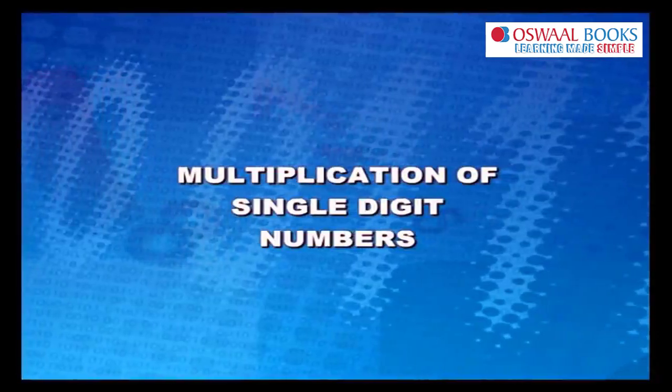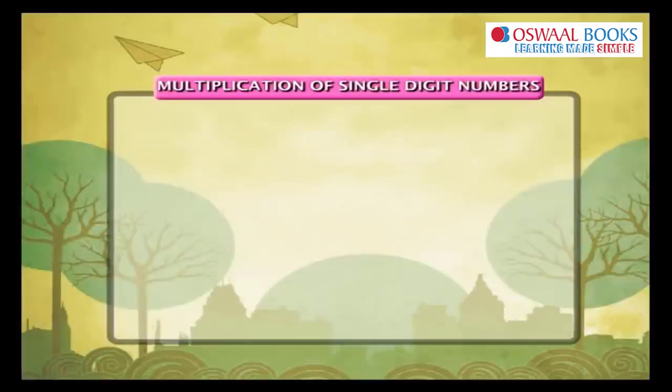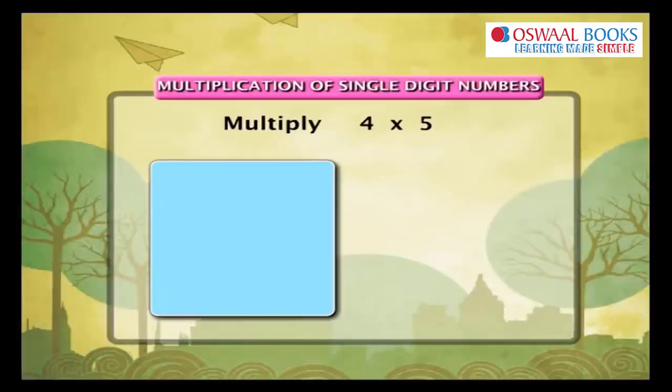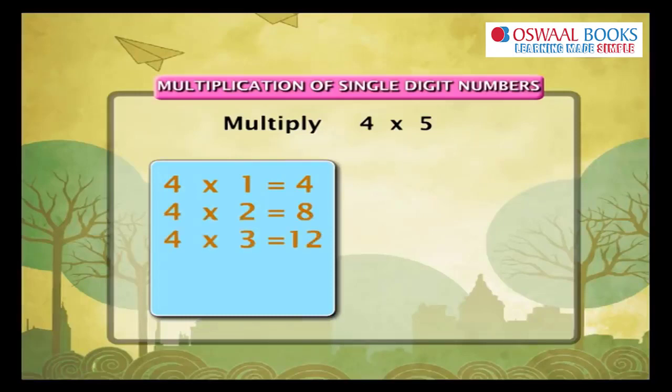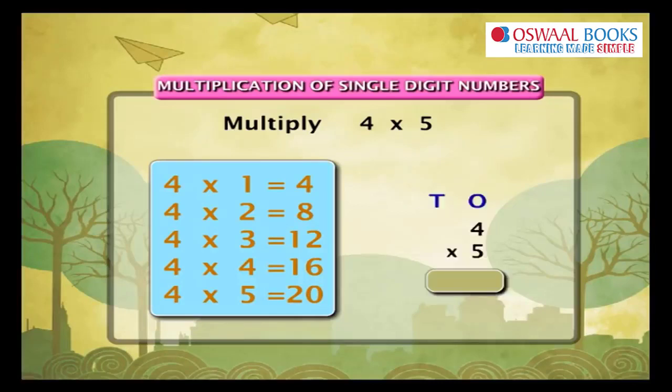Multiplication of single-digit numbers. Example, multiply 4 by 5. Use the 4 table here. 4 into 1 is equal to 4. 4 into 2 is equal to 8. 4 into 3 is equal to 12. 4 into 4 is equal to 16 and 4 into 5 is equal to 20. Therefore, 4 multiplied by 5, we get 20.